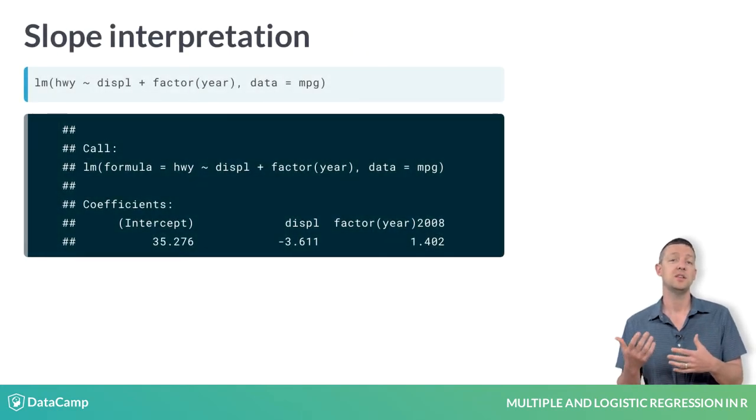By including the displacement variable in our model, we also obtain a coefficient for engine size. This is our slope coefficient, and it tells us that each extra liter of engine size is associated with a decrease in expected fuel economy of 3.61 miles per gallon after controlling for year of manufacture. This is the negative relationship that we saw earlier. Larger engines tend to go in less fuel-efficient cars.